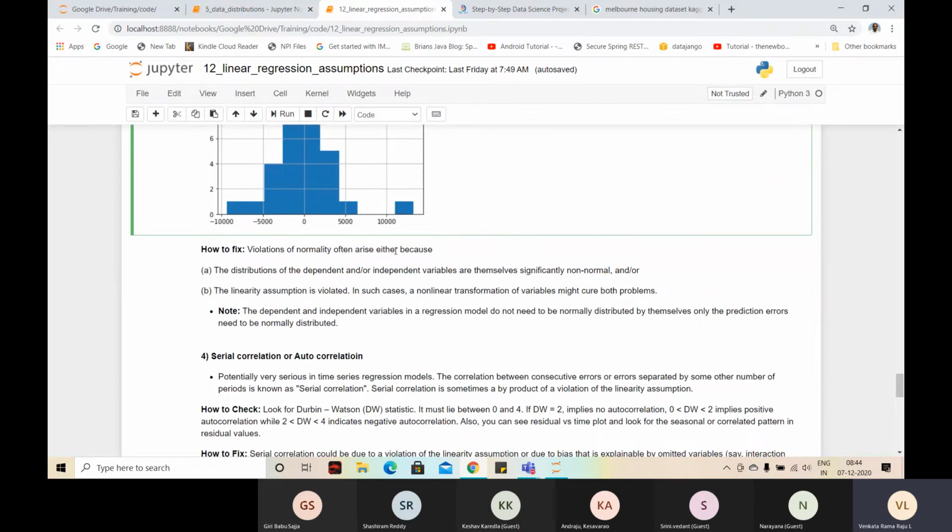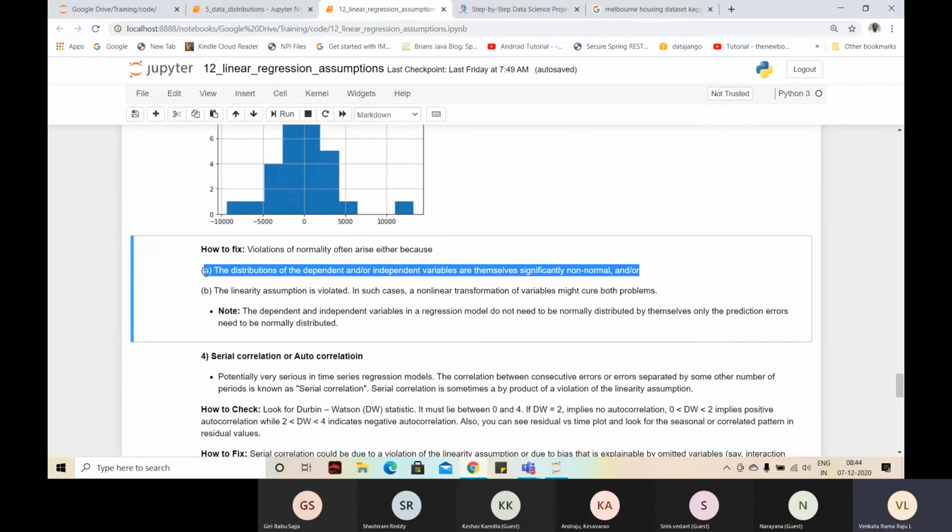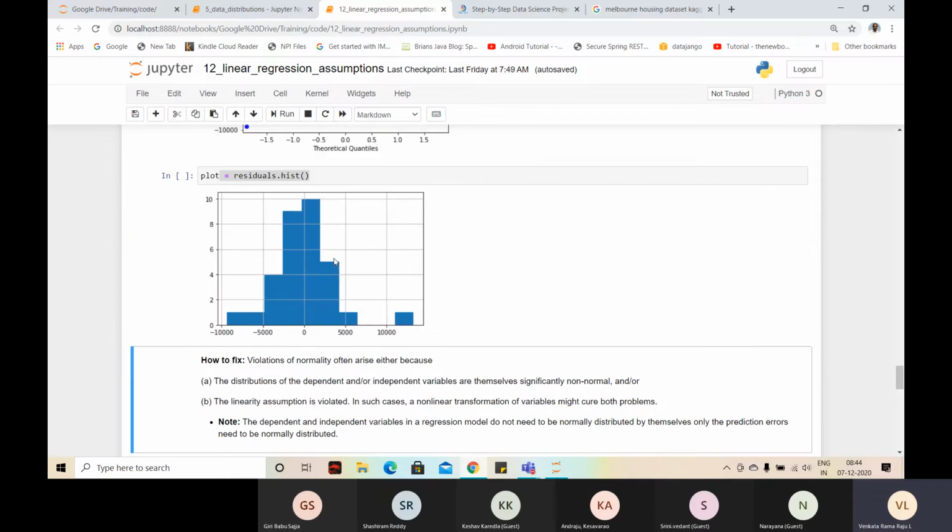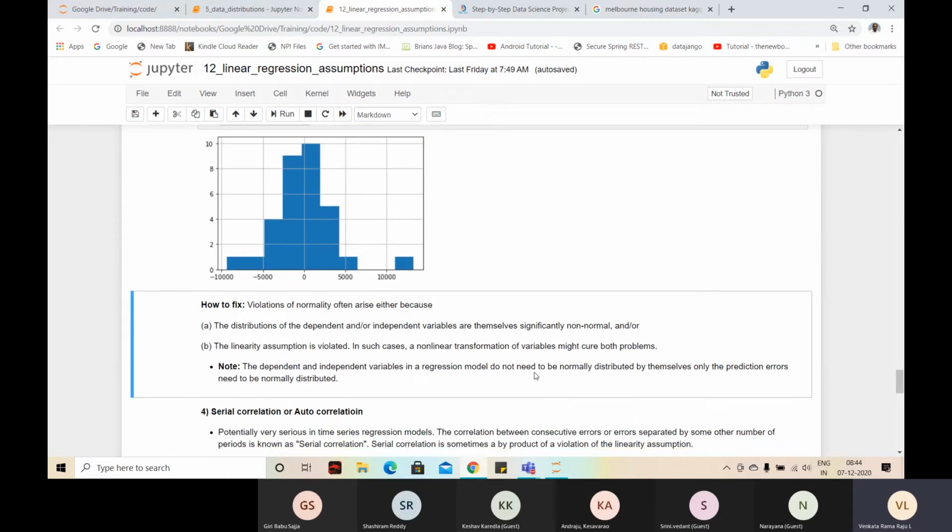Okay. Violation of normality in the errors can be caused by the distributions of the dependent and independent variables being non-normal. This is one reason. This doesn't mean that you convert all the input and output variables to a normal distribution for the linear regression algorithm to work. Listen to this statement clearly. When the input variables and output variables independently are not normally distributed, the error term may not be normally distributed, but vice versa is not true.